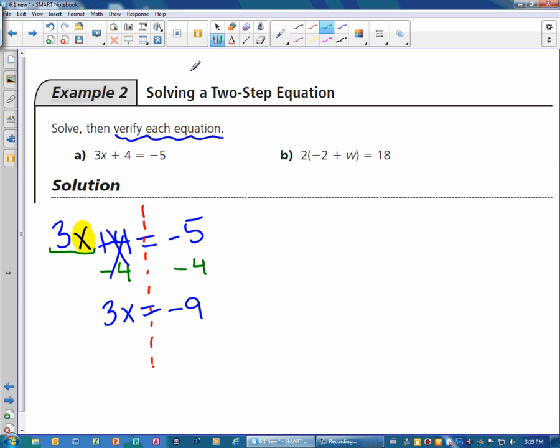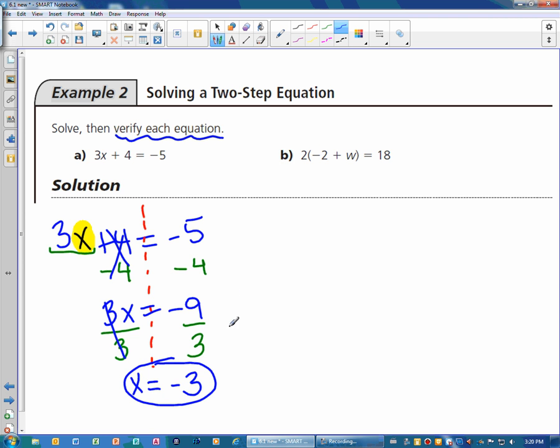Remember this x we're trying to isolate. Right now, x is being multiplied by 3, so the inverse of that is divide by 3. Do it to one side, you have to do it to the other. So our solution is x, because these cancel, equals negative 3. And I always like to put some kind of indicator around my answer.